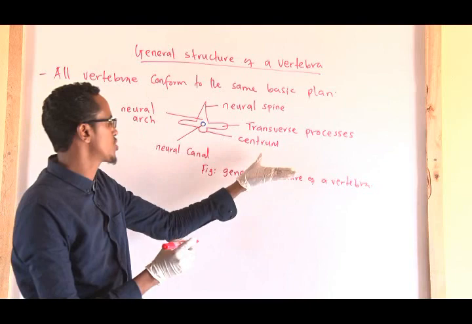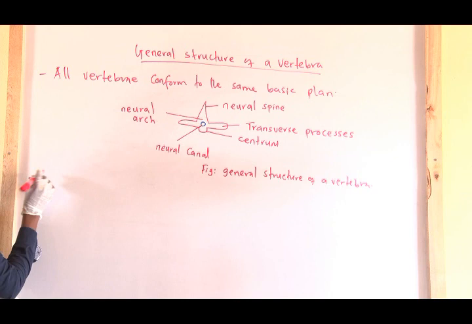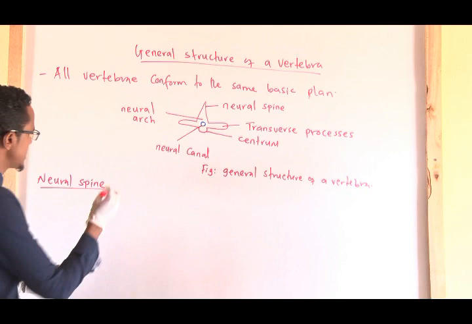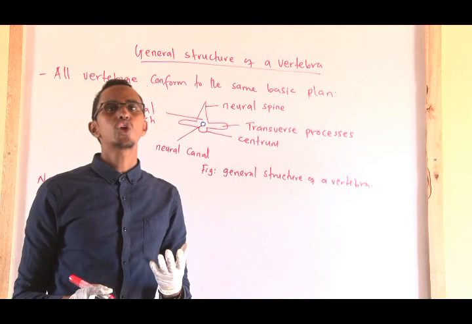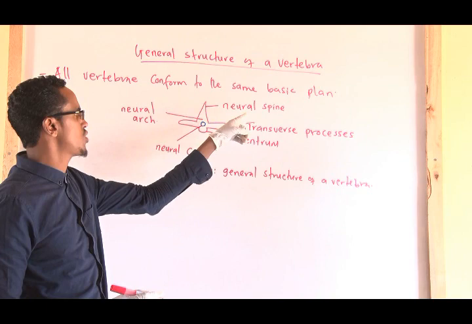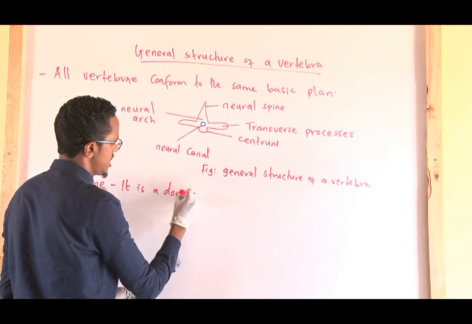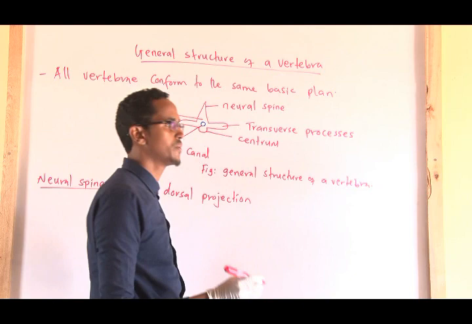Let's see the functions of these particular parts. I will start with the neural spine. What is the function of the neural spine? If you consider it in relation to the centrum, the neural spine is a projection. When you see its position in relation to the centrum, it is dorsally projected. So we say it is a dorsal projection. That's about how it is positioned in relation to the centrum.